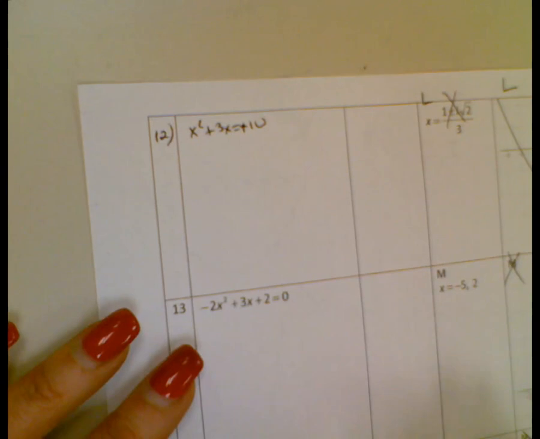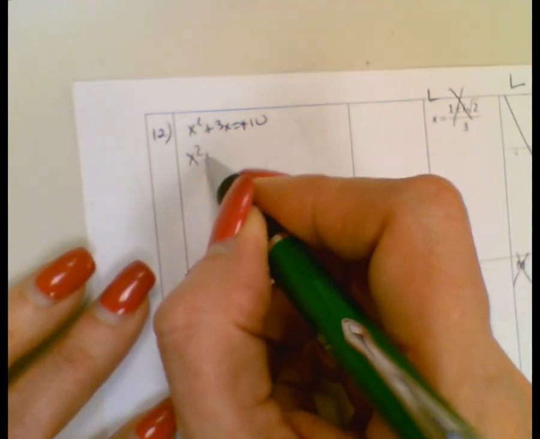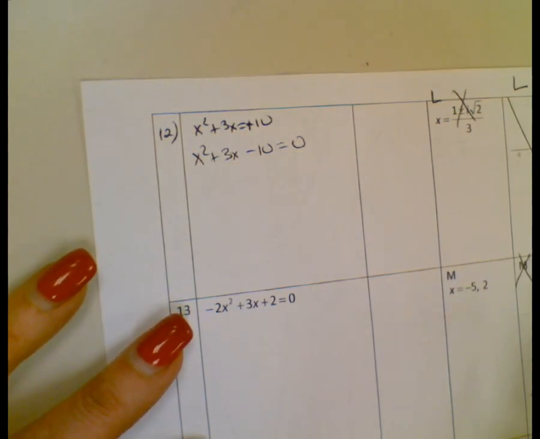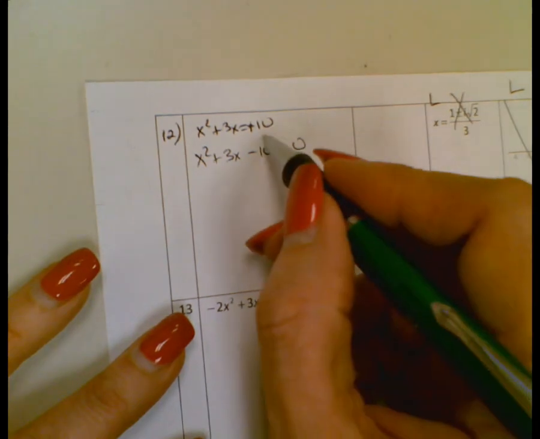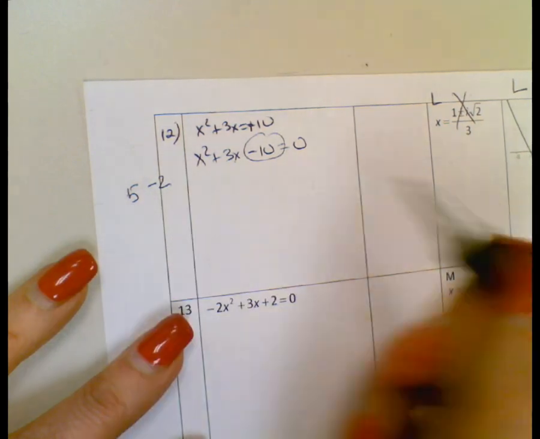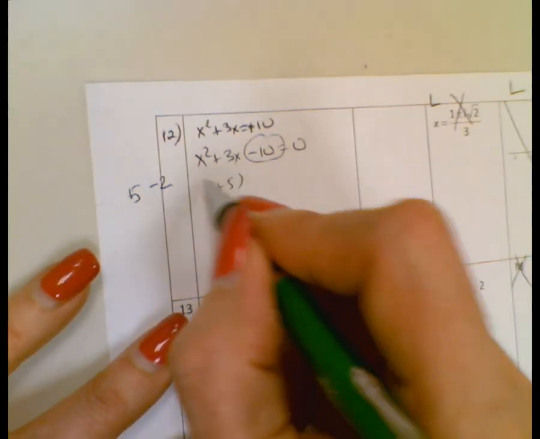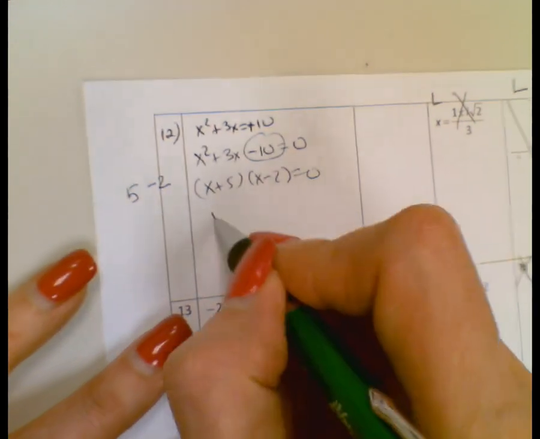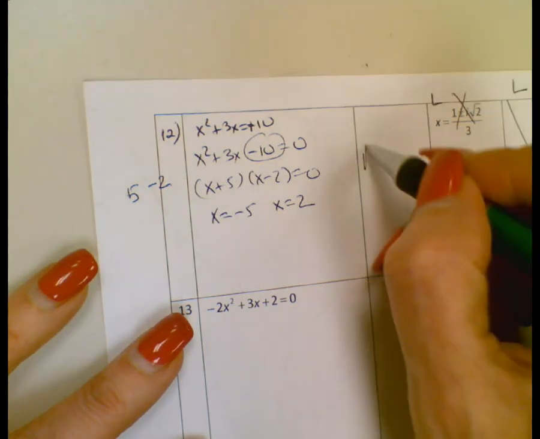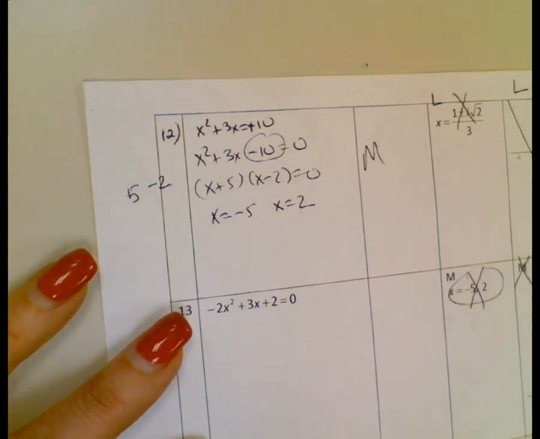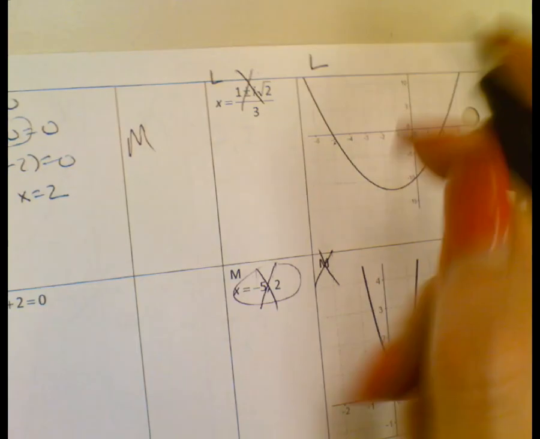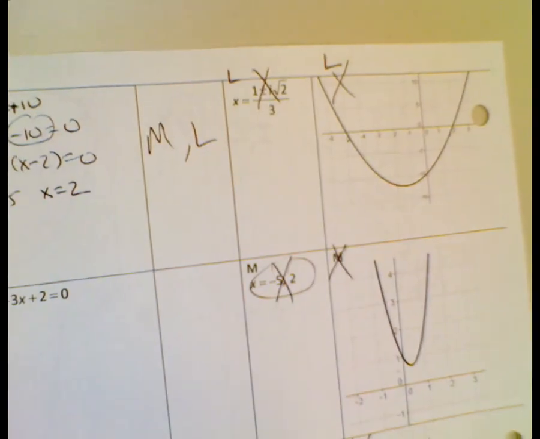Now we're on the other side, 12. So this one, we are going to subtract 10 to the other side. And you can factor this or use quadratic formula. Does anyone know any factors of negative 10 that add up to 3? How about 5 and negative 2? So we have x plus 5 and x minus 2. So one of your answers is negative 5 and one of the answers is 2. So it looks like M right here. Cross that out. And we're looking at a graph that crosses at negative 5 right there and 2, and that's L. They're both on the same page.